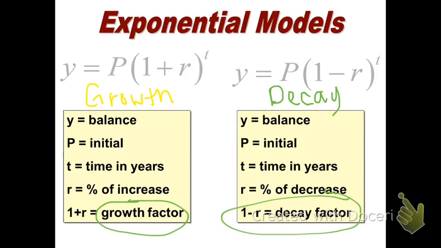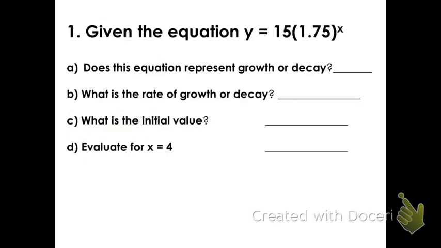Okay, so first equation. Let's check this out. All right, given equation, y is equal to 15, open parentheses, 1.75, close parentheses to the x. Now, first question is, does this equation represent growth or decay? Just as simple. Let's look at it. All right, 1.75. Now, we know you have 1 plus r and 1 minus r, okay?